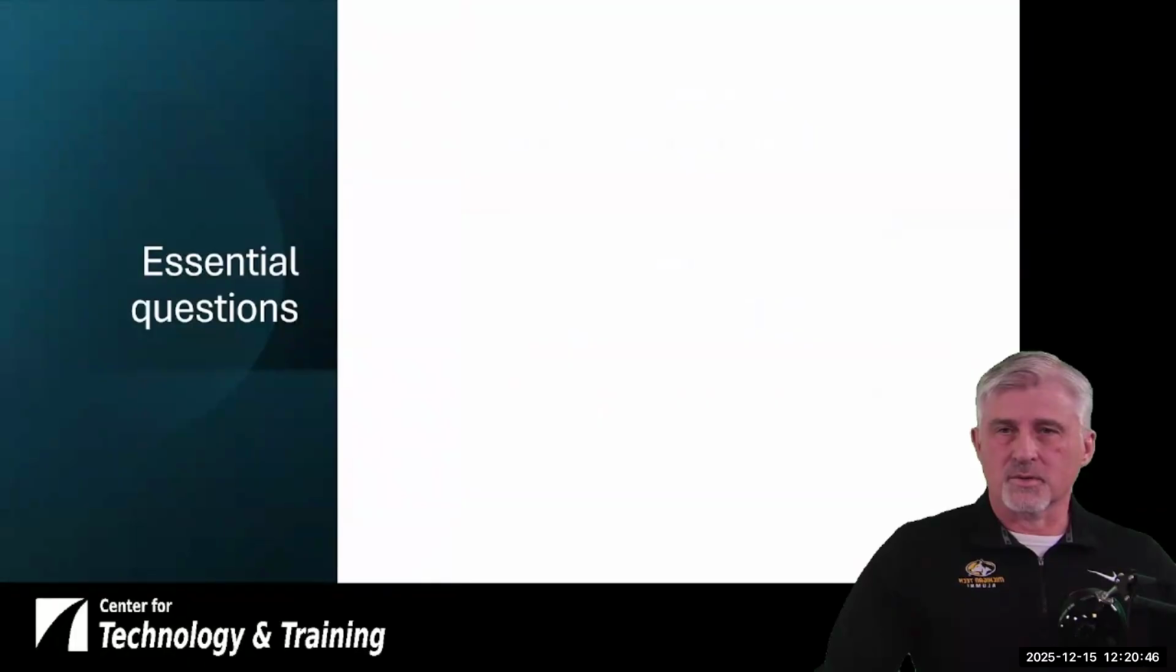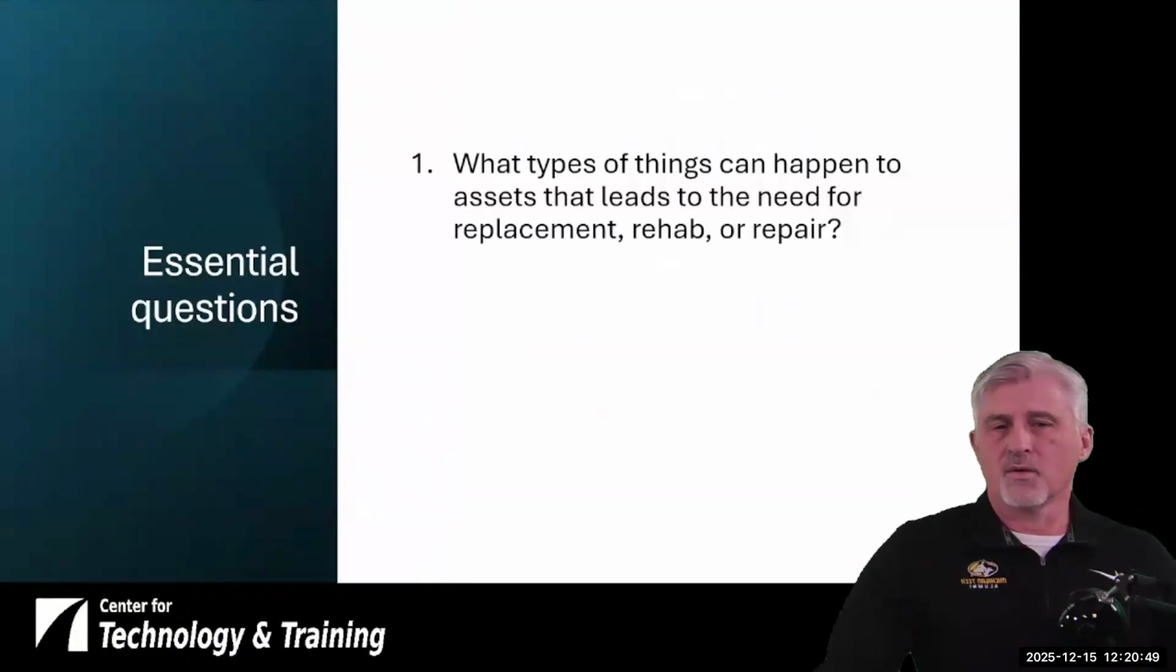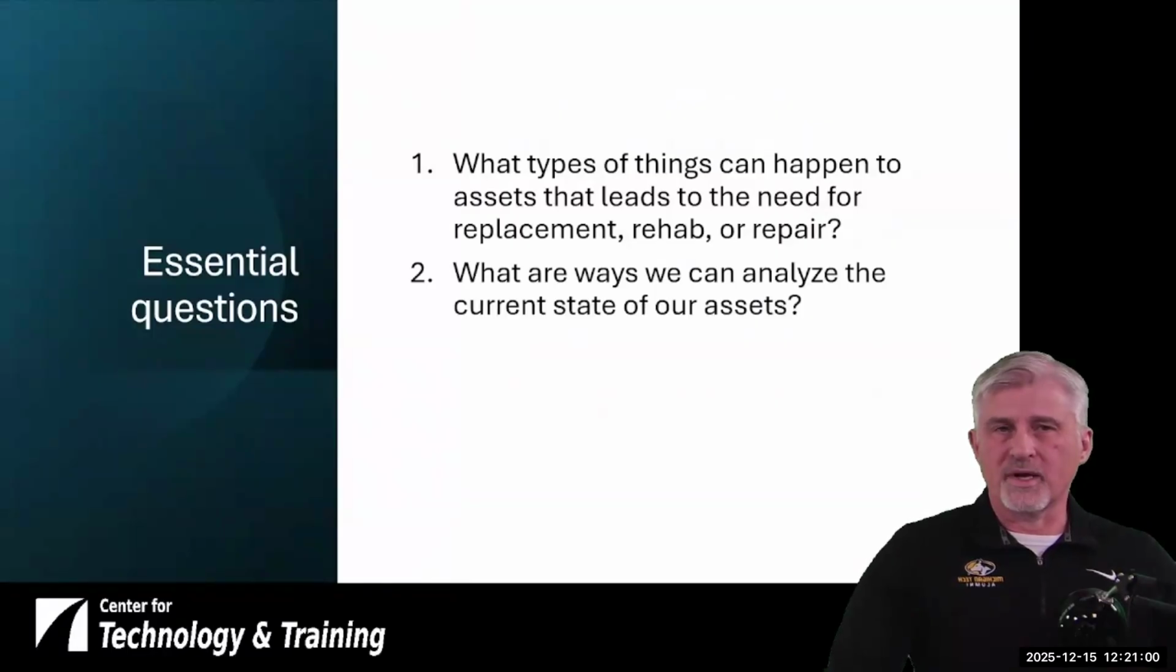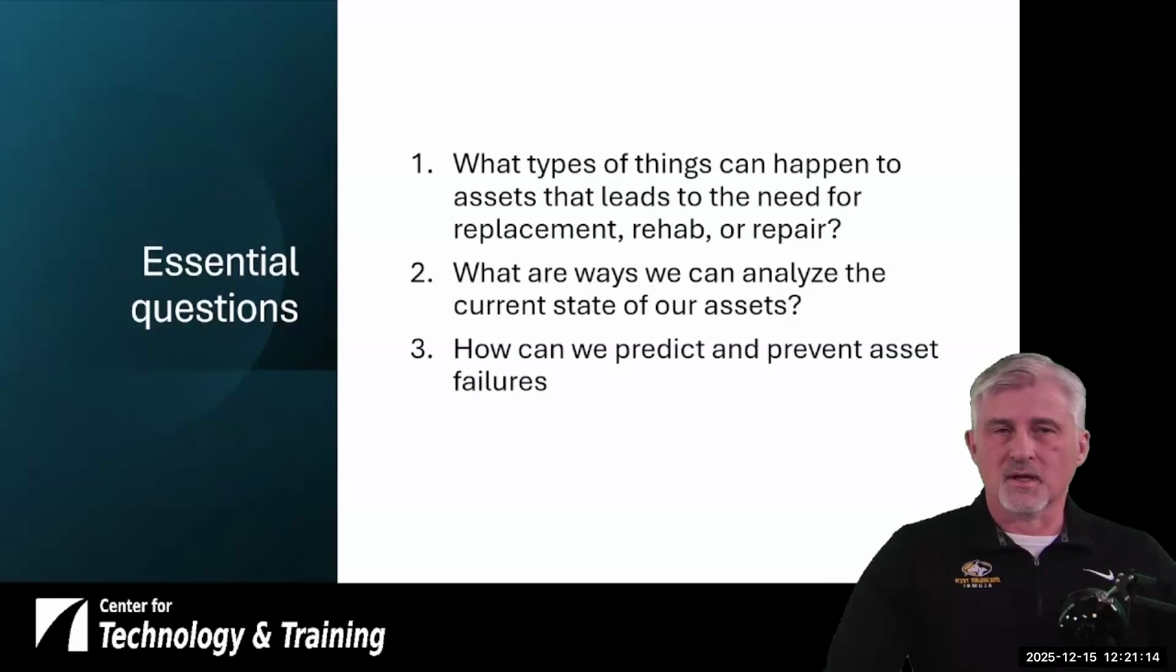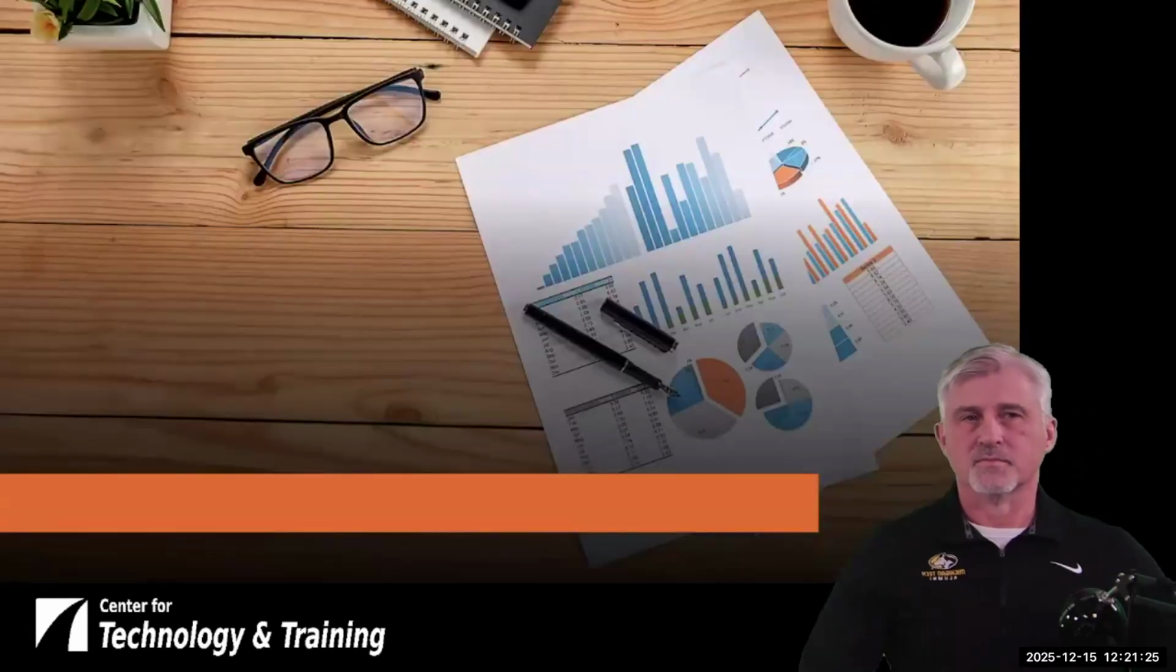what essential questions are we going to look at? So we need to look at what types of things can happen to assets that lead to the need for replacement, rehab, and repair. So what things can happen to our assets? What are the ways we can analyze the current state of our assets? We want to know where they're at now so that we can help figure out an order that we need to do that replacement, rehab, or repair. And how can we predict and prevent failure of those assets? We'd rather address them before they fail in most cases.